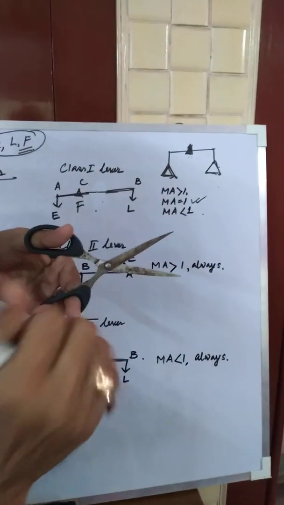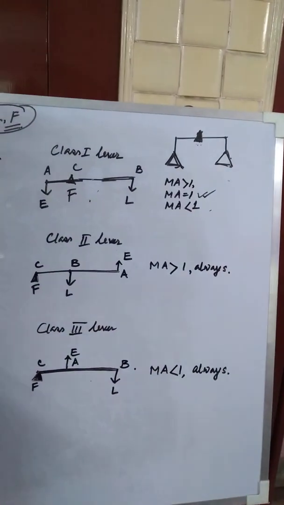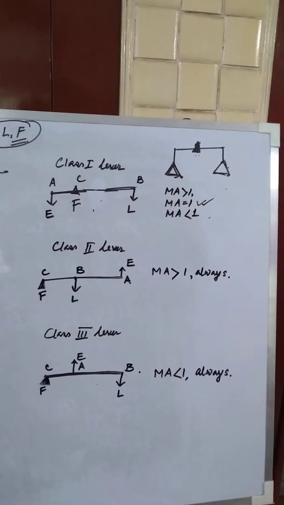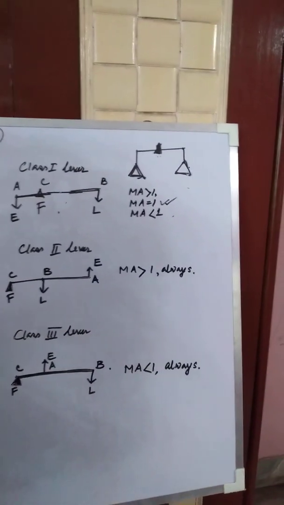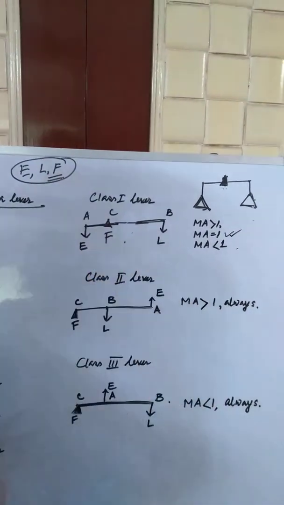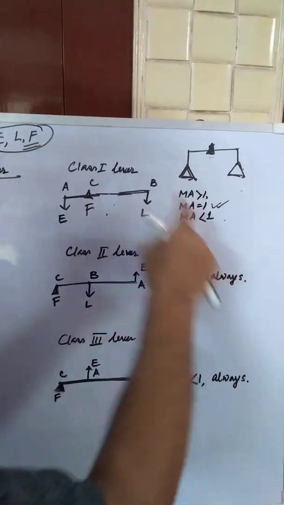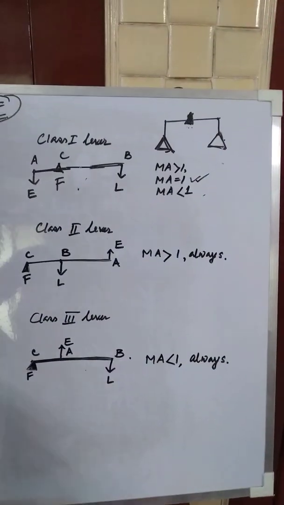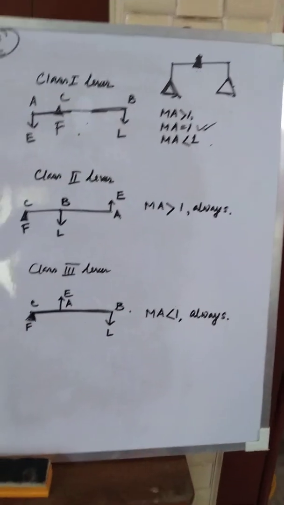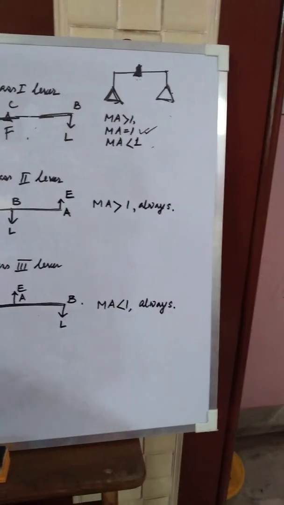So you see it is very clear that in the pair of scissors, the effort arm is shorter. It's obvious the effort arm is shorter than the load arm. So here the mechanical advantage is less than 1. But here, that example of a scissor, it is an example of class 1 lever where the mechanical advantage is less than 1.